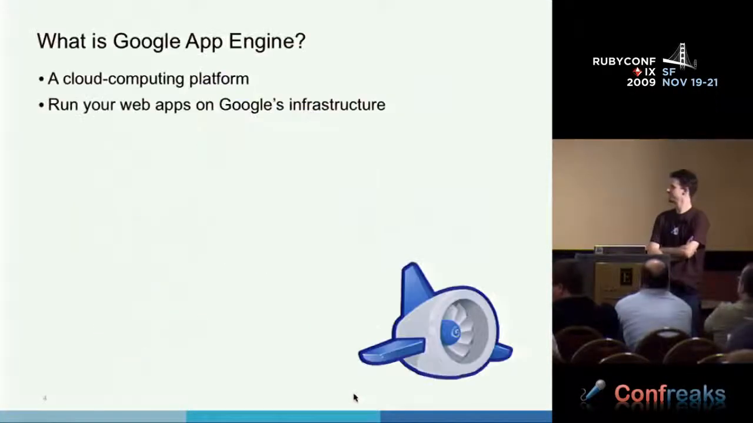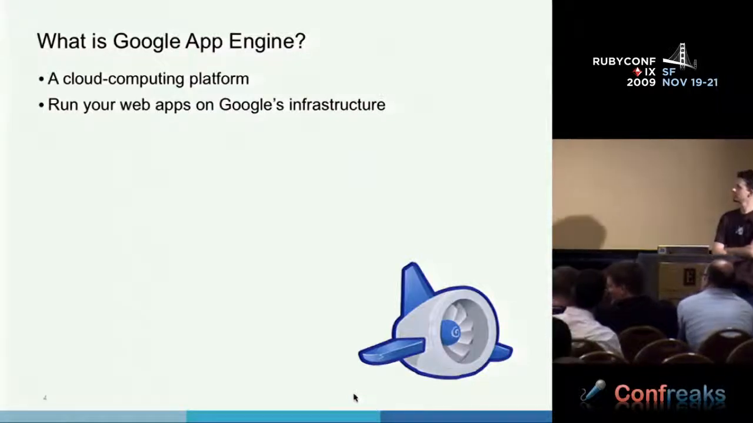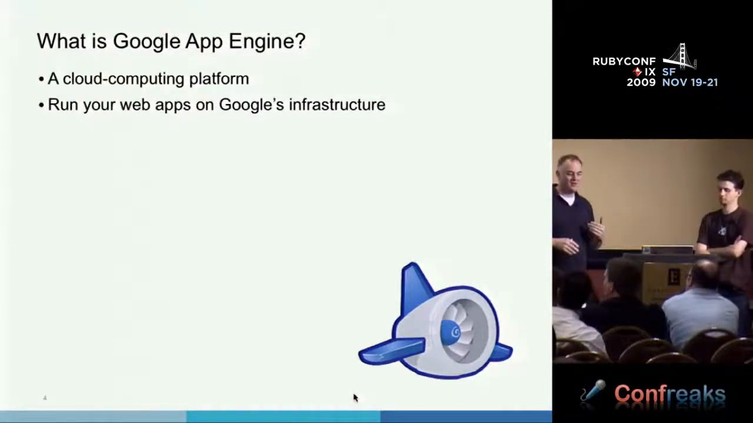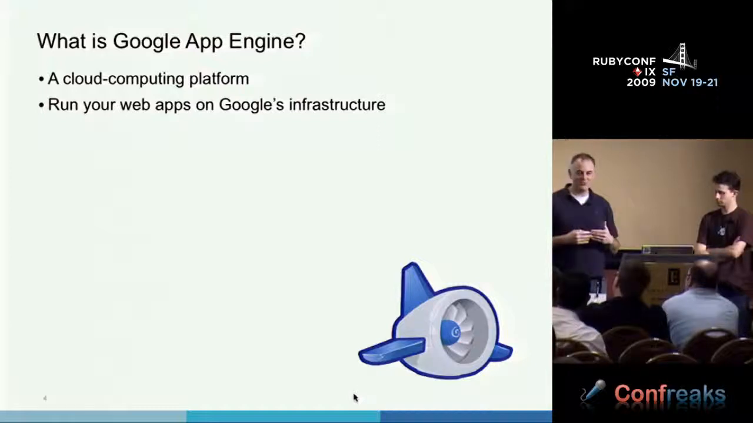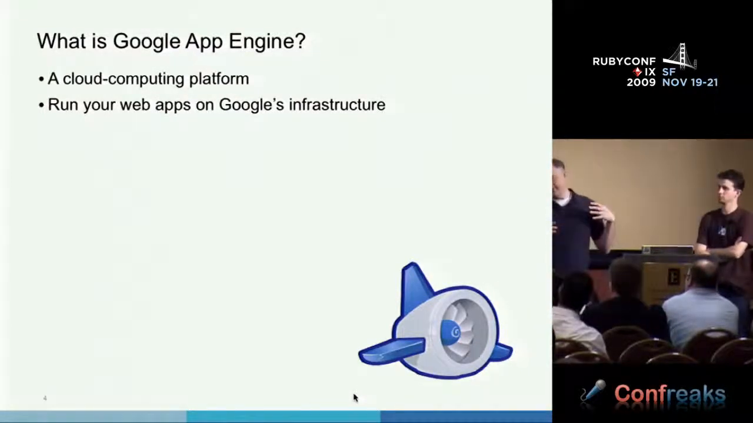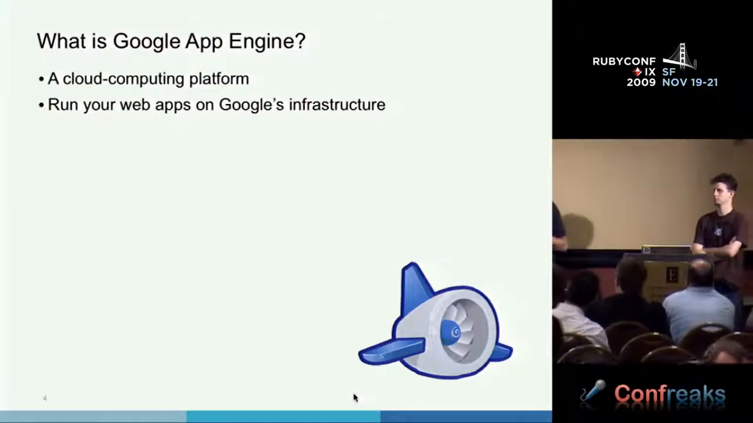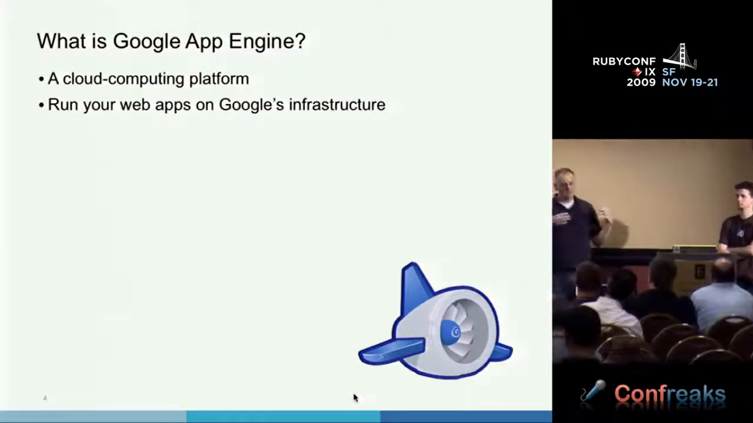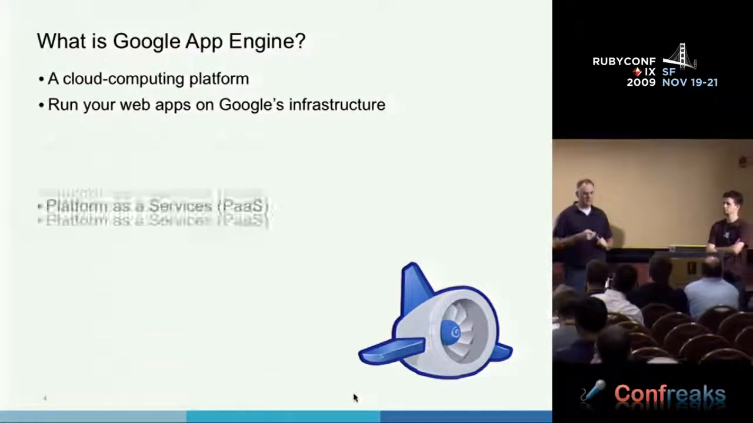So first of all, what is App Engine? It is a cloud computing platform, and that means you can run your web app on Google's infrastructure. And Google spends a lot of time and energy figuring out how to build efficient hardware and data centers and also build applications that are scalable. And so App Engine is a way for Google to provide some of that to you to build your application.